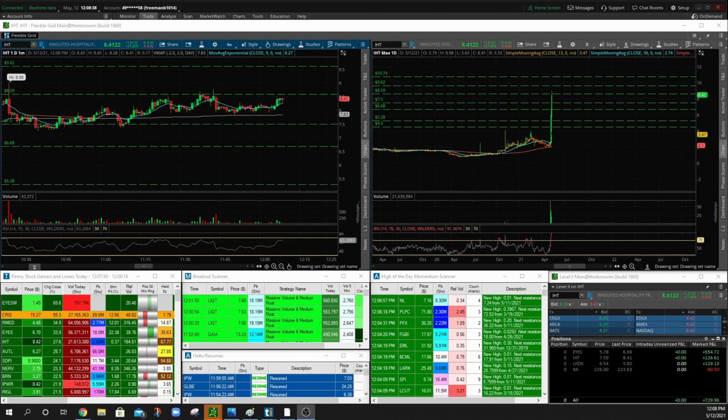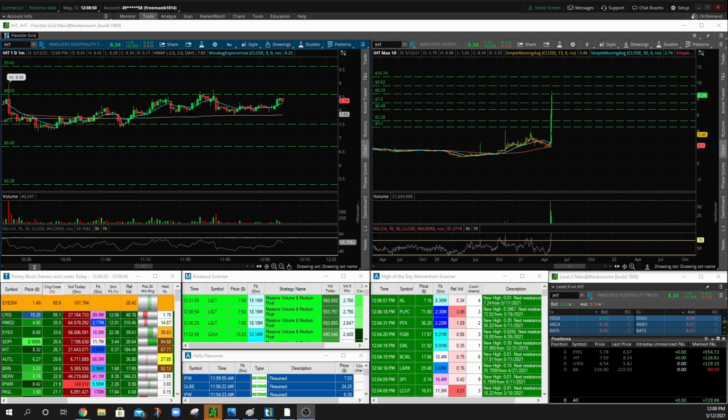It is so important to understand what your edge is, which stocks you want to trade, and what delta you want to look at as well. And when we talk delta, that's how you're going to determine your potential risk and your potential reward when it comes to options.